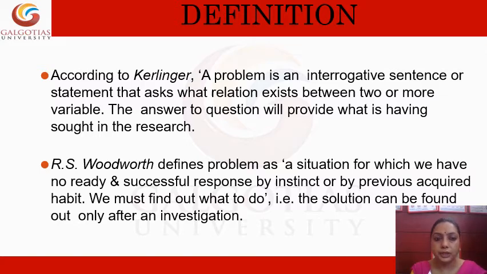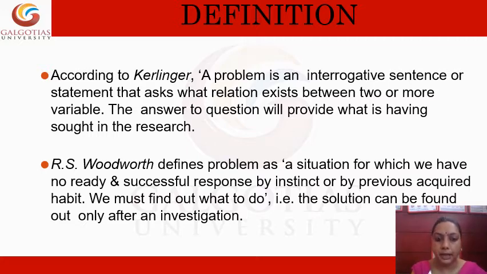So the definitions are, according to Kerlinger, a problem is an interrogative sentence or statement that asks what relation exists between two or more variables. The answer to the question will provide what the research is about. So in a simple way, a research problem is like a problem solving process. We have to select one problem, then go step by step: what are the solutions for that problem, which one is the best solution, how we have to implement it, and what is the evaluation of that.